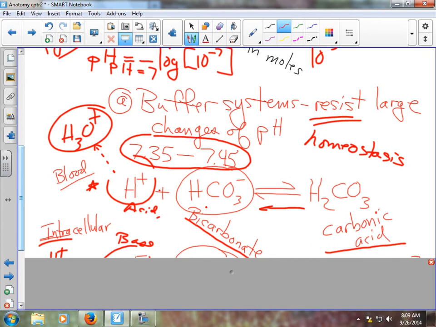Your body creates the bicarbonate ion from the food that you eat. When this and this react, it's going to go this direction to form carbonic acid, H2CO3. And since that's an acid, acids always start with an H, or they can give away an H.